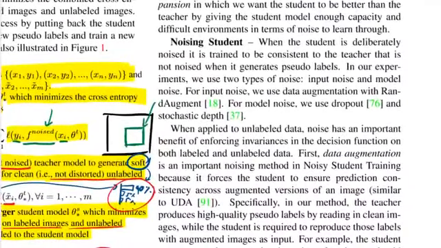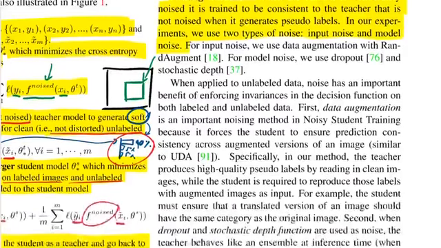So they say here, noising student. When the student is deliberately noised, it is trained to be consistent to the teacher that is not noised when it generates the pseudo-labels. In our experiments, we use two types of noise, input noise and model noise. All right.